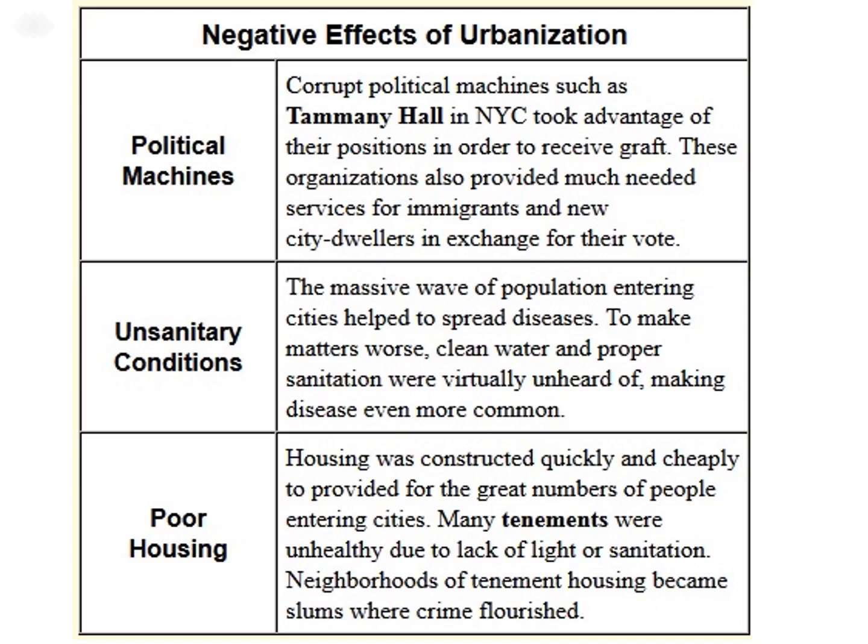And poor housing. Housing was constructed quickly and cheaply to provide for great numbers of people entering cities. Many tenements were unhealthy due to lack of light or sanitation. Neighborhoods of tenement housing became slums where crime flourished. And that is the city of the Gilded Age in a nutshell.